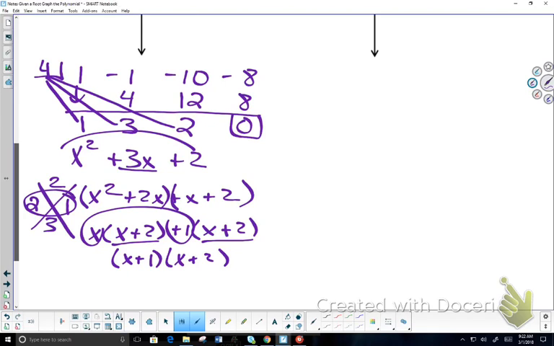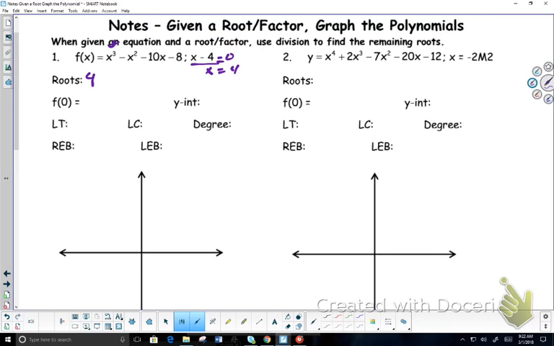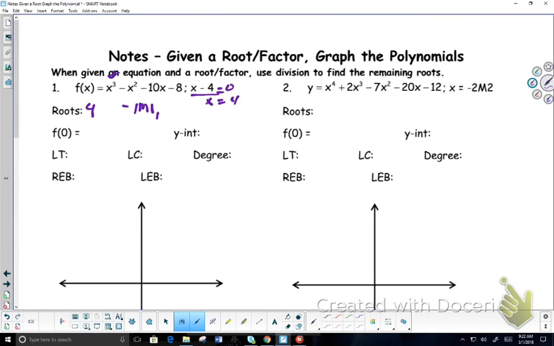So now we're looking at what are our roots. So we would take our x plus 1 and set it equal to 0, which would give us negative 1. Since this factor only occurs one time, it has a multiplicity of 1. X plus 2 would be negative 2 with a multiplicity once again of 1. So those are two of our roots. We've got negative 1, multiplicity of 1, and negative 2 multiplicity of 1.